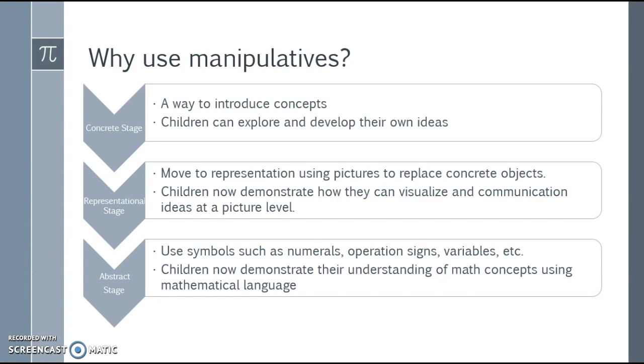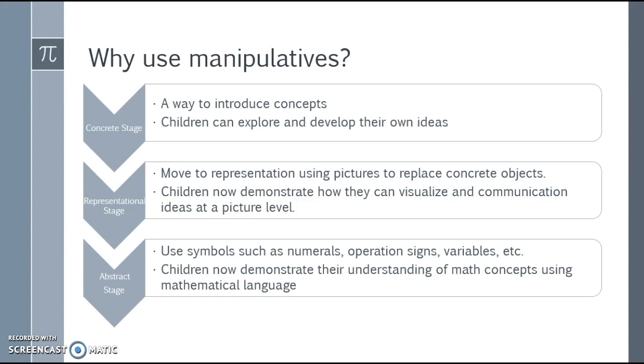We use manipulatives in the concrete stage as a way to introduce concepts, and children are able to explore and develop their own ideas before we start giving them algorithms. So they're able to identify patterns and see how things work, make their own justification first. Then we move on to the representational stage, where we use pictures to replace concrete objects. So children can now demonstrate visually and communicate their ideas at a picture level.